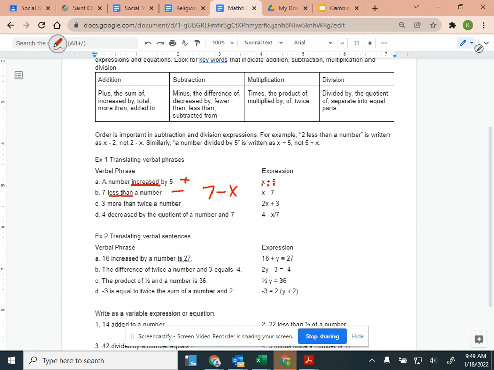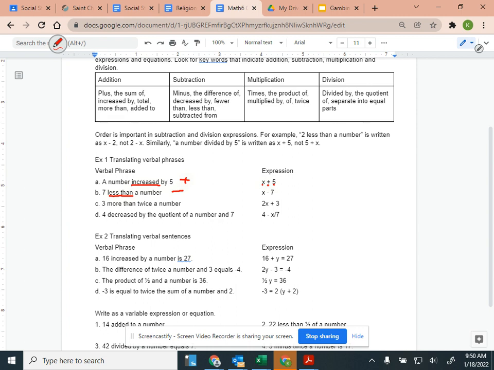So often I see people say 7 less than a number. Don't be fooled by that. 7 less than a number is very different than the number minus 7. If you want 7 less than a number, you need to take 7 away from our original number. So do not get fooled by just writing it in the order that we see it. You have to stop and think. If we are subtracting or dividing, what order do we need to write it in?